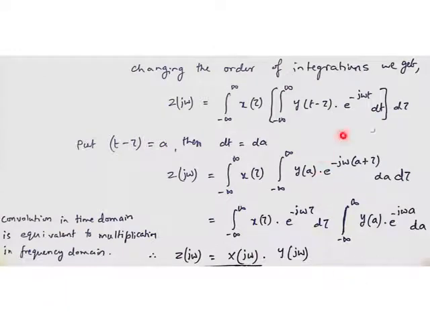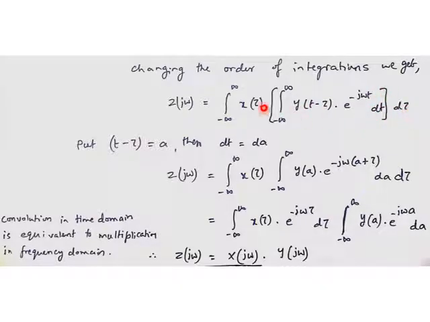So we are changing the order of the integrations so that we can get inside whatever we wrote earlier. The integration from minus infinity to infinity of x of tau is written outside, and the other integration, which was outside, came inside: integration from minus infinity to infinity of y of t minus tau into e to the power minus j omega t. This is the parameter with respect to t, hence dt is taken along with this.